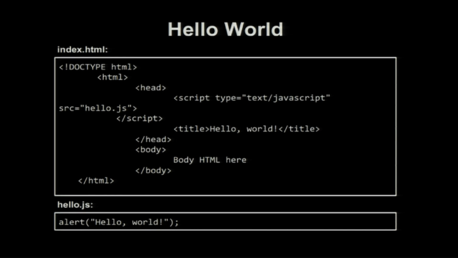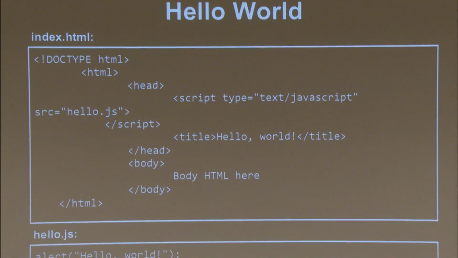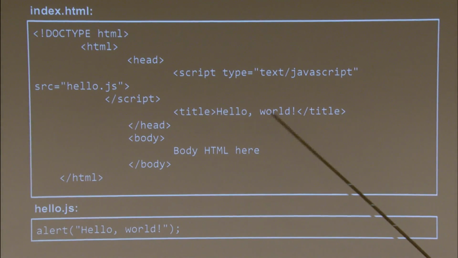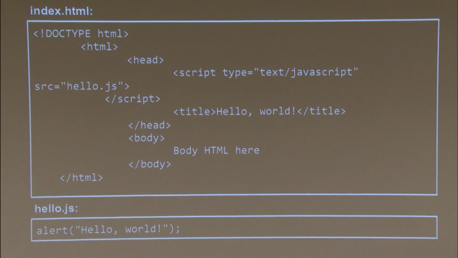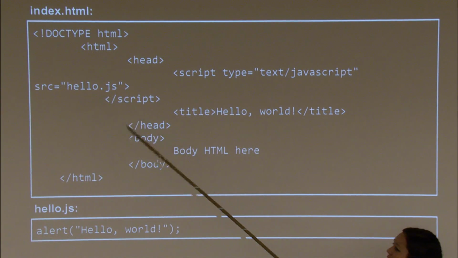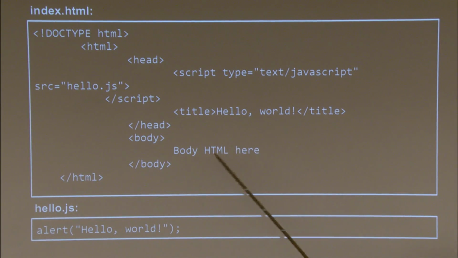So obviously this is just your normal index.html, just our normal controller or template here. And we have HTML, we have our head. And just like with CSS, how we included some outside file, we have some script type text that is JavaScript. And the source is hello.js, which is down here. This is the entire file of hello.js. And then we have some title and some body HTML that we don't really care about.